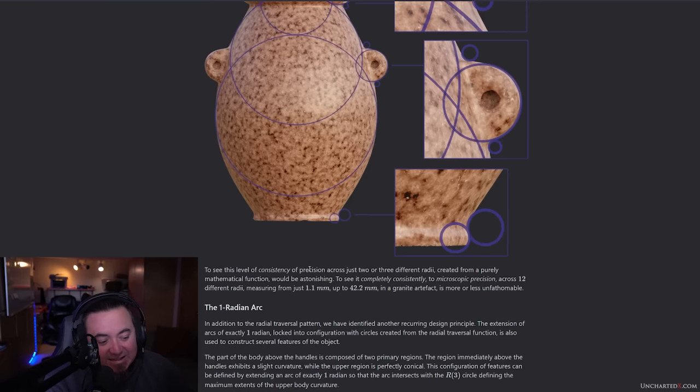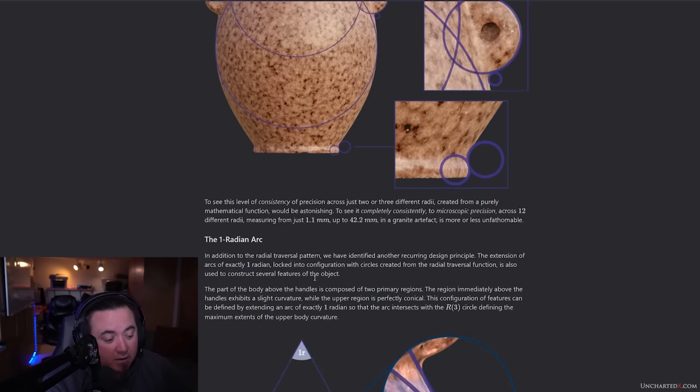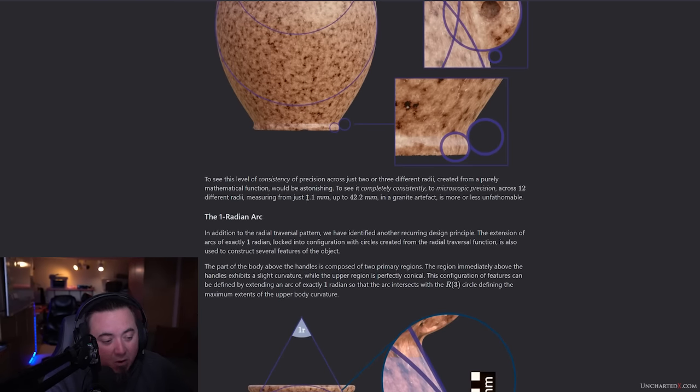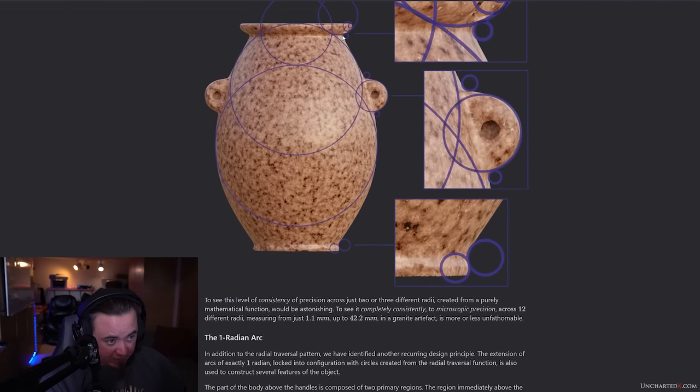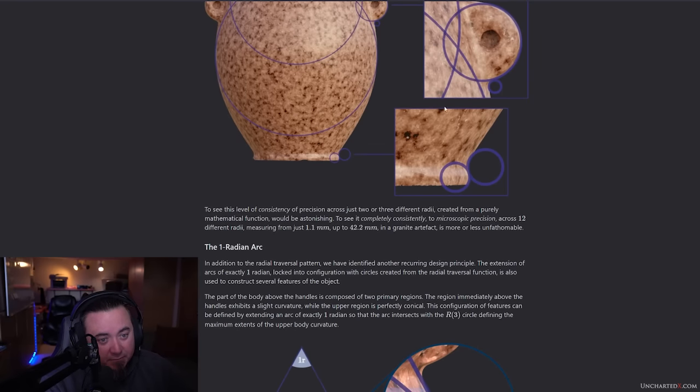To see this level of consistency of precision across just two or three different radii created from a purely mathematical function would be astonishing. To see it completely consistently to microscopic precision across 12 different radii, measuring from just 1.1 millimeters, that's the smallest circle in that radial transversal model, up to the largest of 42.2 millimeters in a granite artifact is more or less unfathomable.